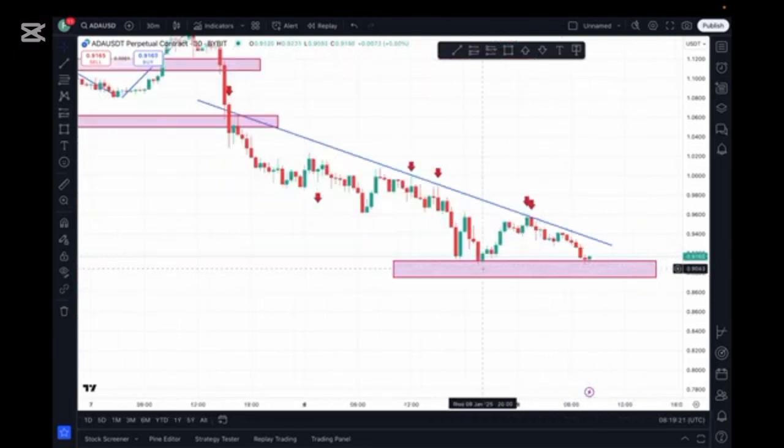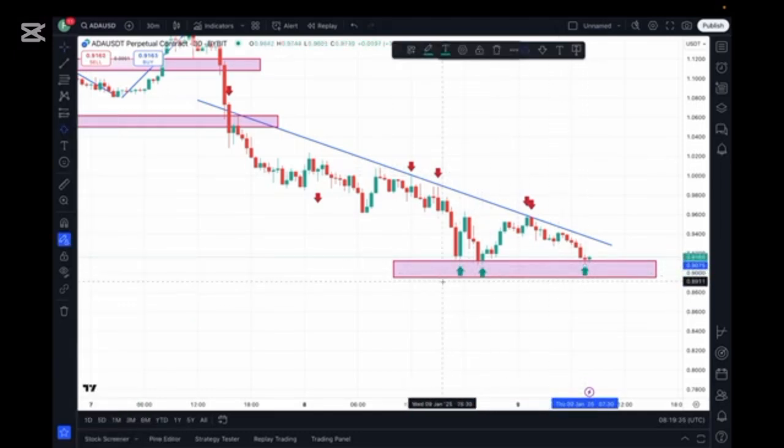As you can see, it is touching 3 rejections on the market. So let me use my arrow to show you. You can see at this point, we have a rejection, we have a rejection right here, and we have a rejection. So it is touching 3 rejections on the chart. So you can see it is still valid.